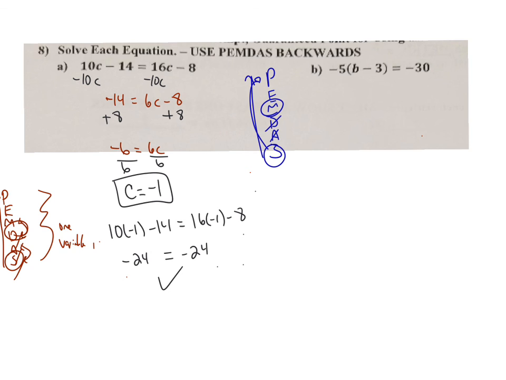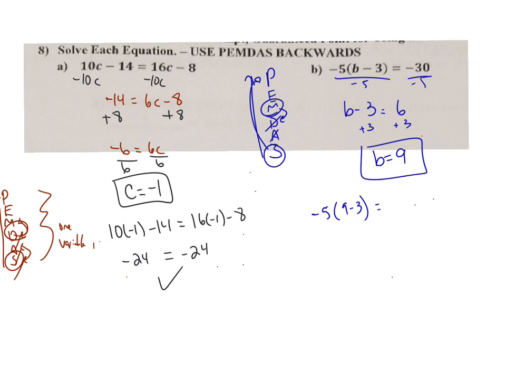So what I'm going to do is, how do I get rid of multiplication? You get rid of multiplication by division. So the first thing I do is divide by negative 5. So I get b minus 3, look, parentheses are gone, equals 6. Now I'm going to add 3 to both sides. So b equals 9. Alright. Now just check my work, negative 5 times 9 minus 3. Well, 9 minus 3 is 6. So I get negative 5 times 6. That does equal negative 30. So we're good. And that's it.